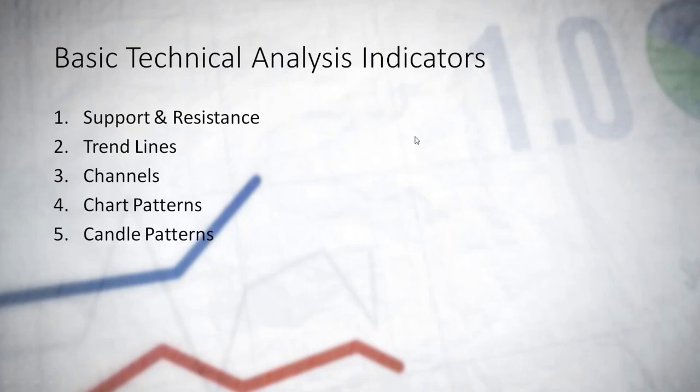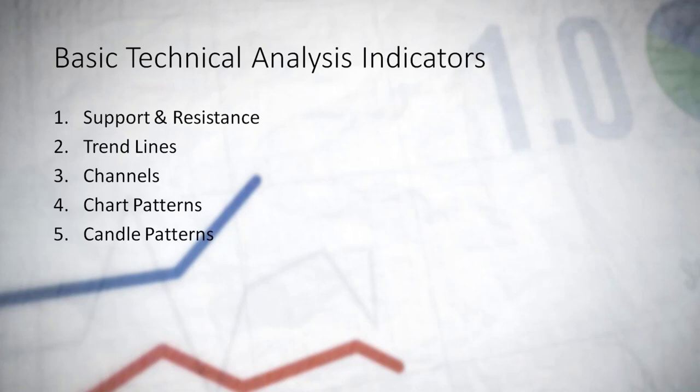The channel is absolutely the same as the trend line. However, the channel also has another level, which is located at the other side of the price action. So the channel consists of two symmetrical lines that go through the tops and through the bottoms of the price action.